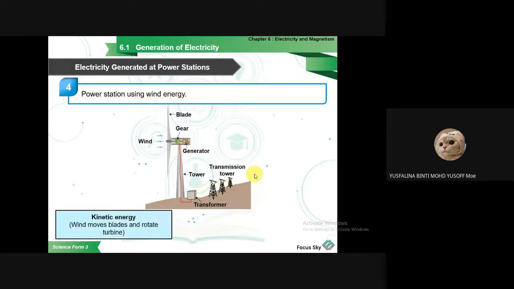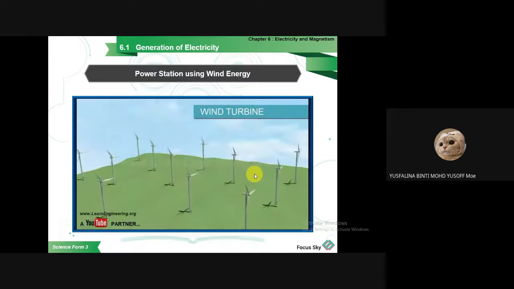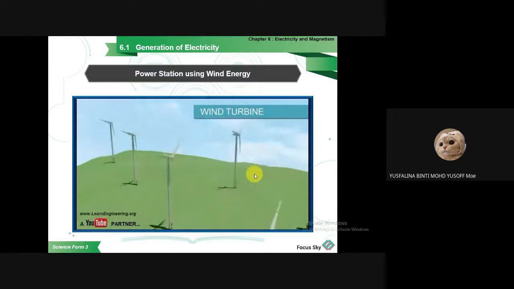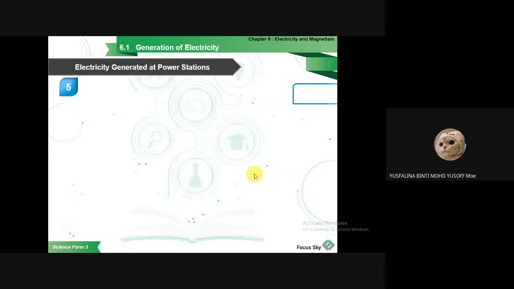For the blade, when it starts rotating, it will have kinetic energy, and then after that it will change to electrical energy. So this one is very easy. This one I just skip.